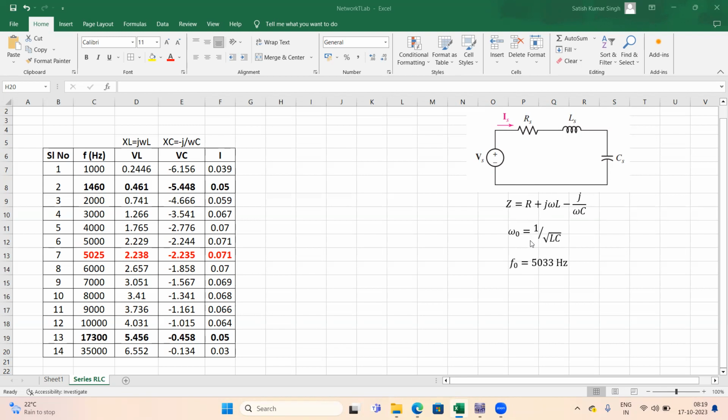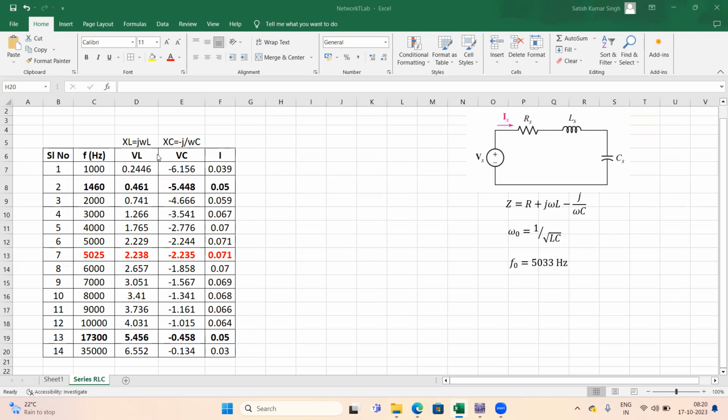From here, if you calculate the frequency f0, it comes out from the calculation as 5033 hertz. Here I have made this simple observation table. We have to change the frequency. First of all, we apply a sinusoidal wave, keep its magnitude constant, and keep changing the frequency of the applied signal. These are the typical values of frequency that we have to apply. You can see I have applied a total of 14 different frequencies.